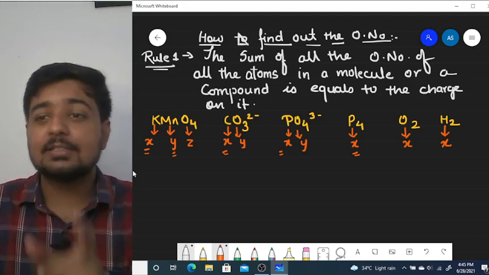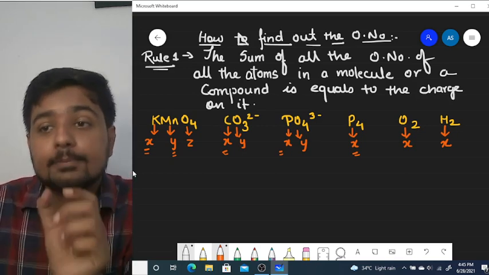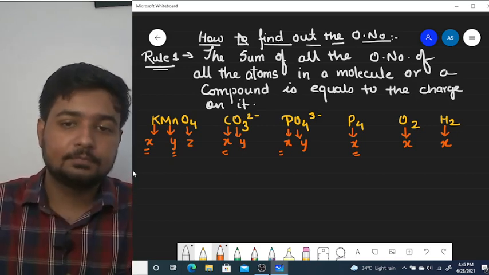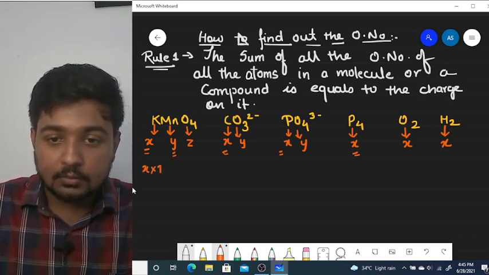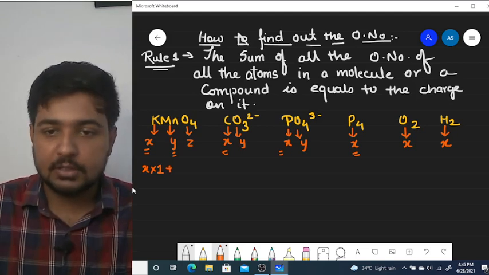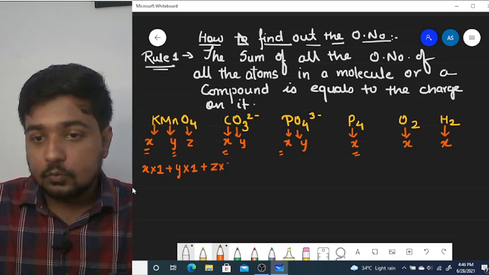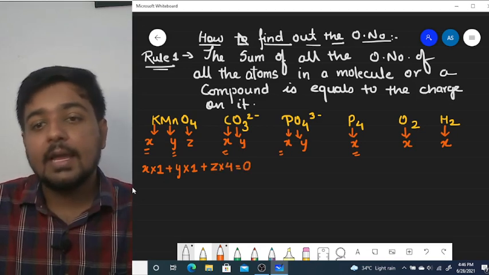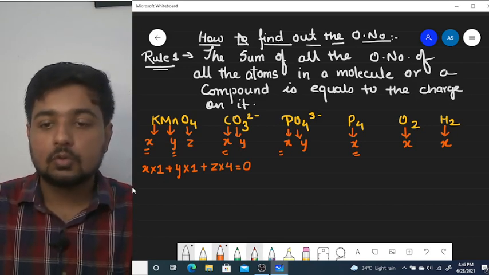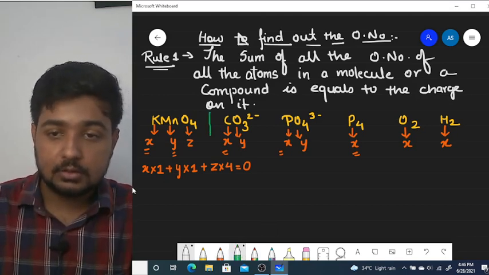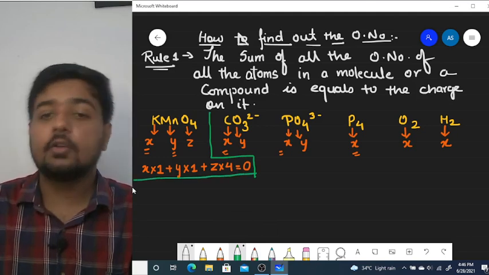Now, rule 1 says that the sum of all the oxidation numbers of all the atoms in a molecule or a compound is equal to the charge on it. Then we can write that the oxidation number of potassium is X into 1, because a single atom of potassium is placed, plus Y into 1, plus Z into 4, equals 0. Why have I equated this with 0? Because there is no charge on this KMnO4. So I equate it with 0. Are you getting the point?